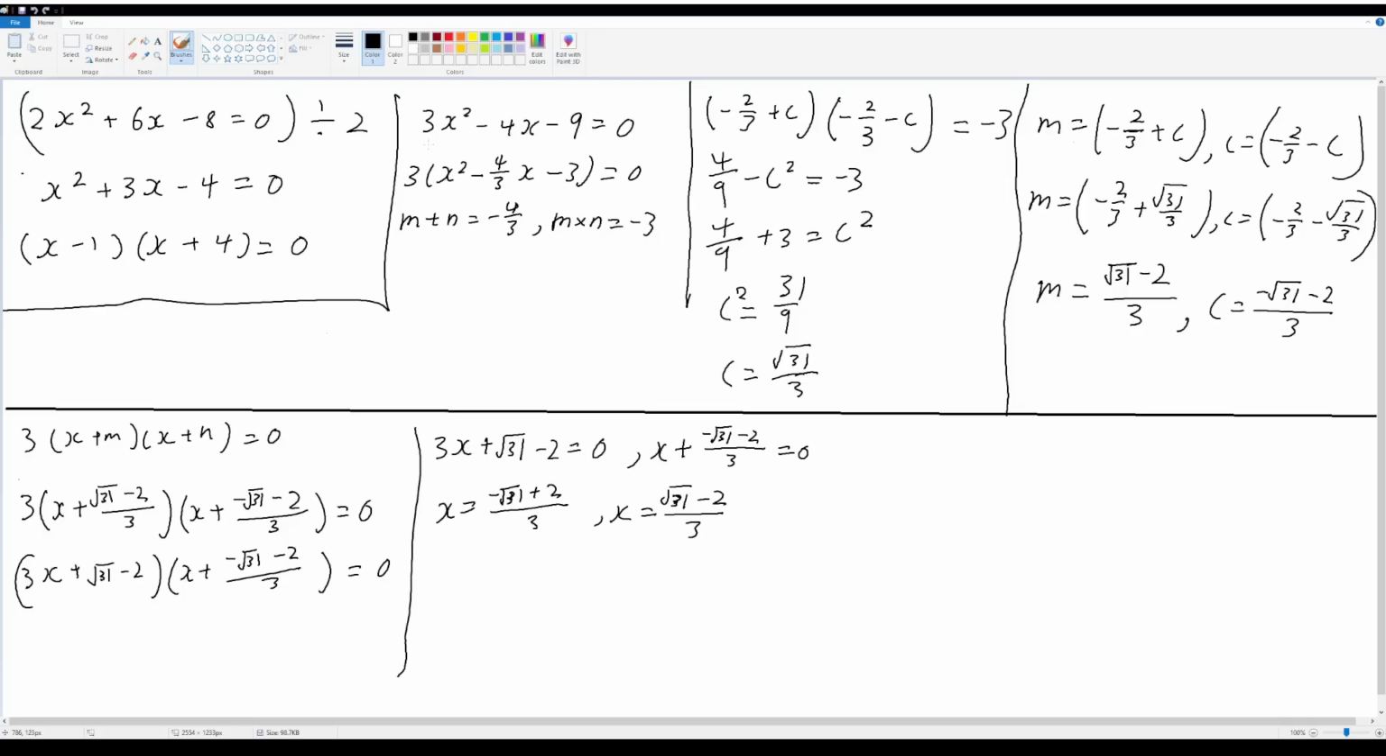Let's say 3x squared minus 4x minus 9 equals 0. Here we factor out the 3, and we get x squared minus 4/3 x minus 3 equals 0. Here I will use m plus n equals negative 4/3, and m times n equals negative 3.